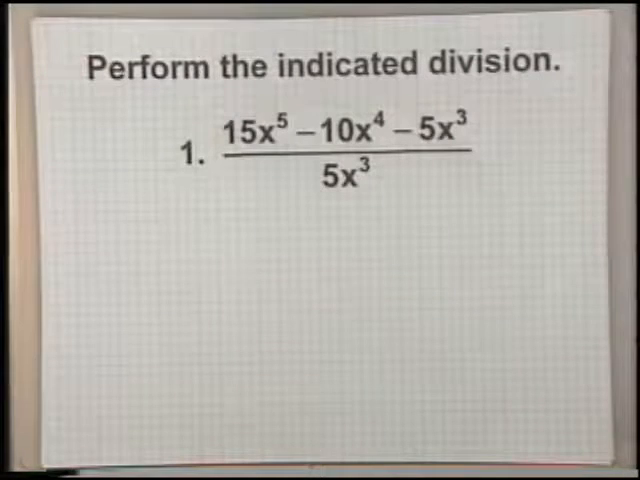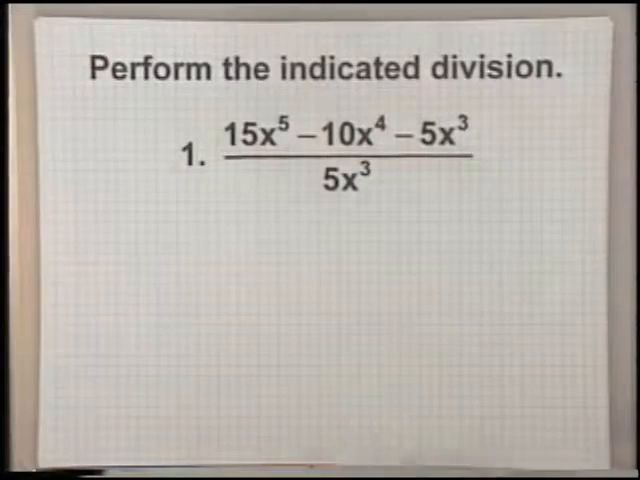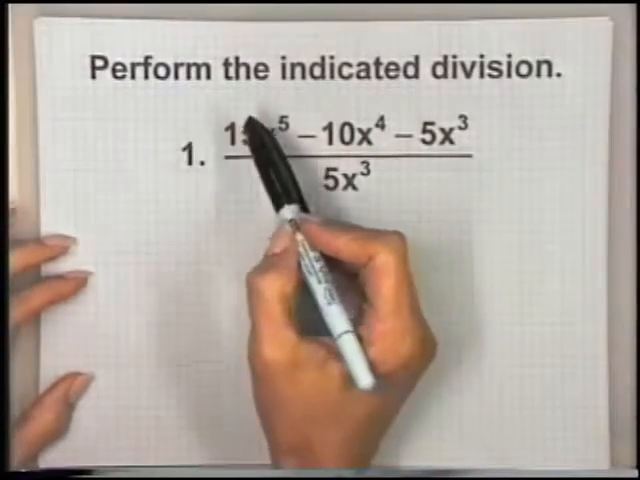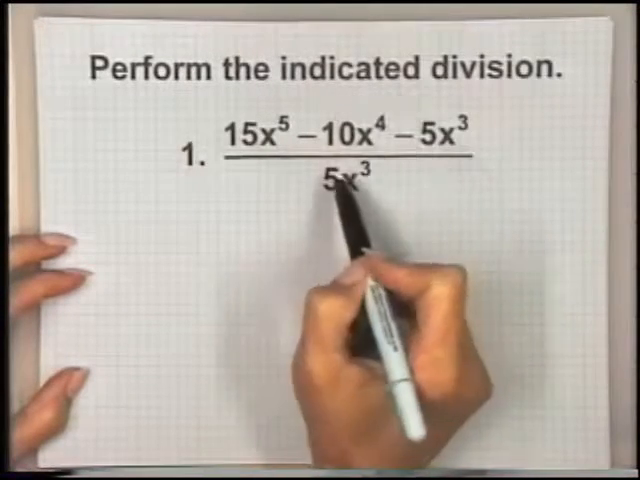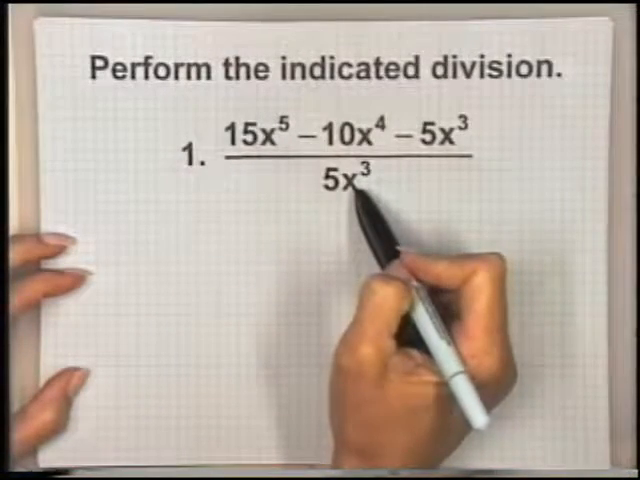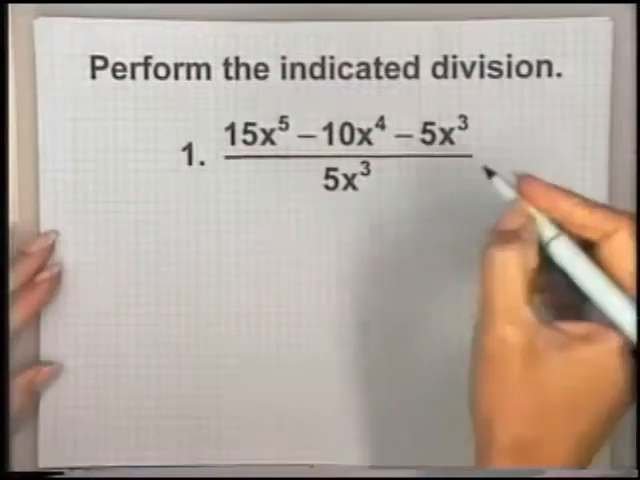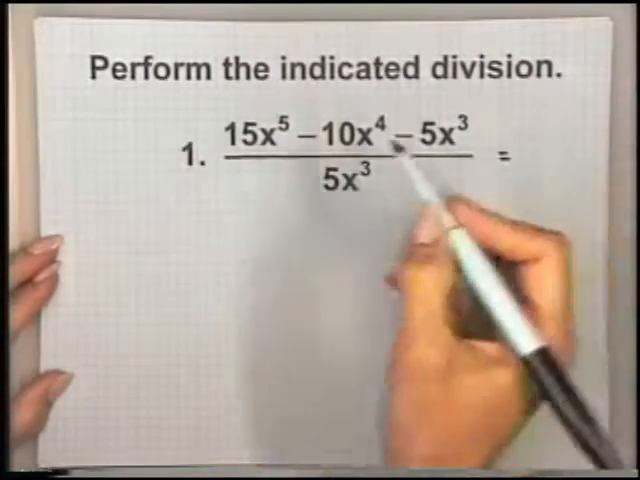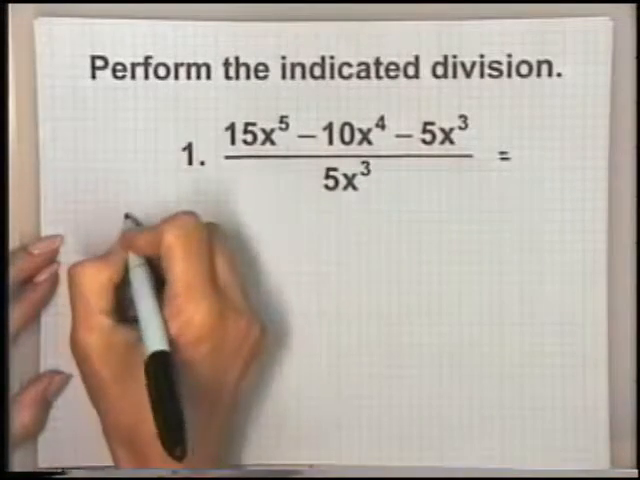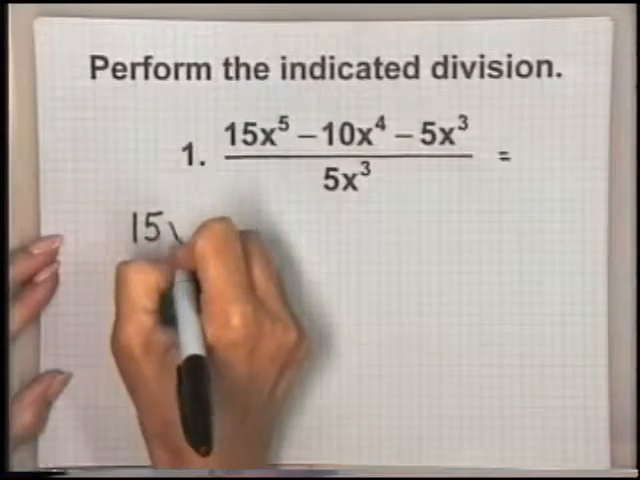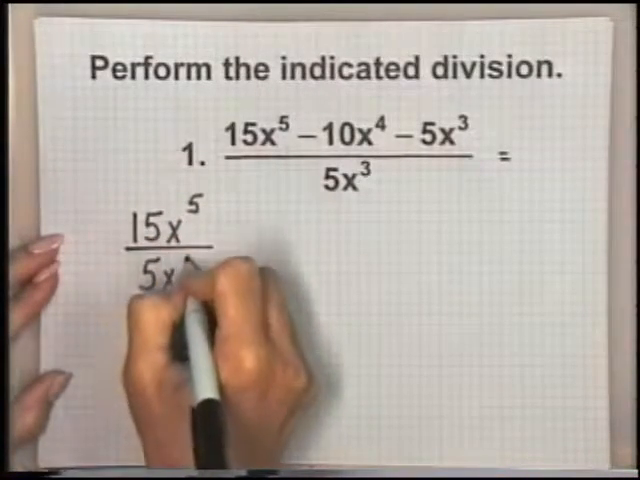We are to perform the indicated division. We have a fraction, and of course we know that one of the meanings of a fraction is division. This fraction means this numerator divided by this denominator. In this denominator we have one term. We have a monomial. When we have one term, what we are going to do is to rewrite each of the terms in the numerator over the denominator. So we'll have 15x to the 5th over 5x cubed.